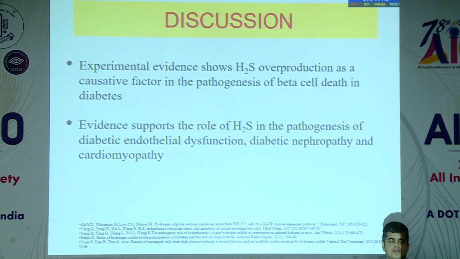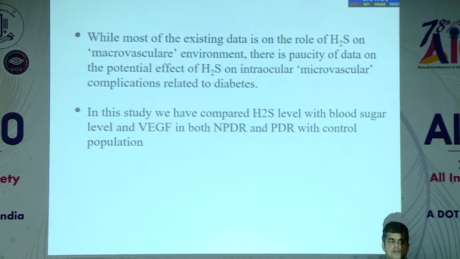pathogenesis of beta cell death in diabetes. Evidence supports the role of H2S in the pathogenesis of diabetic endothelial dysfunction, diabetic nephropathy, and cardiomyopathy. While most of the existing data is on the role of H2S on microvascular environment, there is paucity of data on the potential effect of H2S on intraocular microvascular complications related to diabetes.